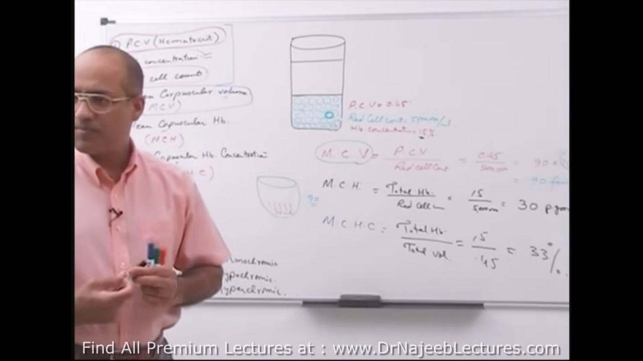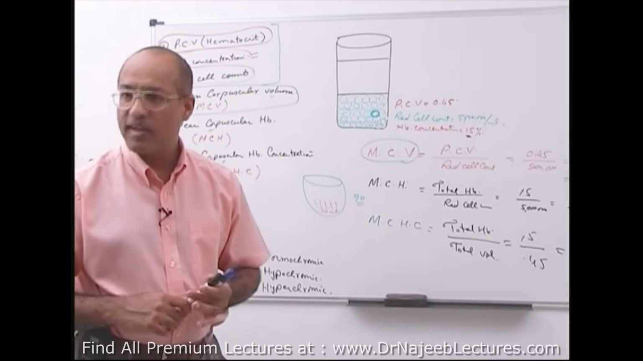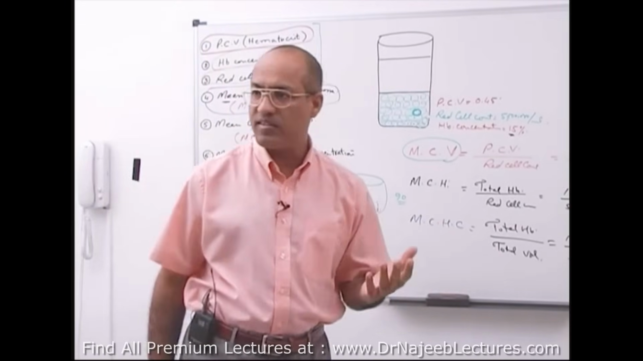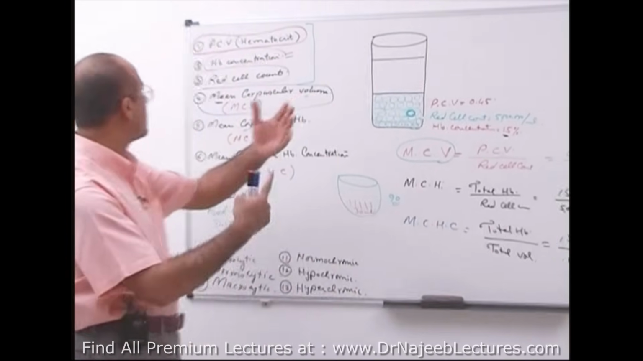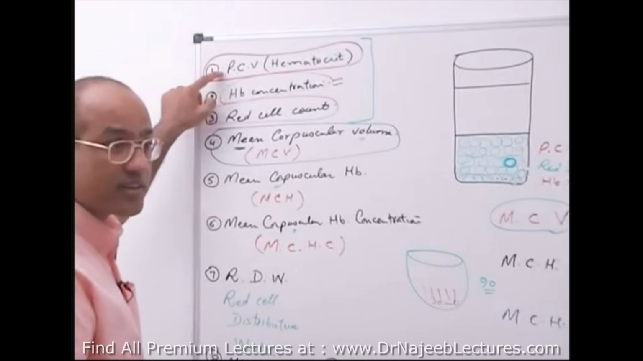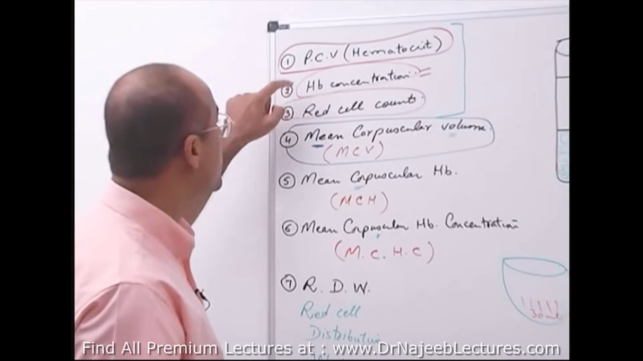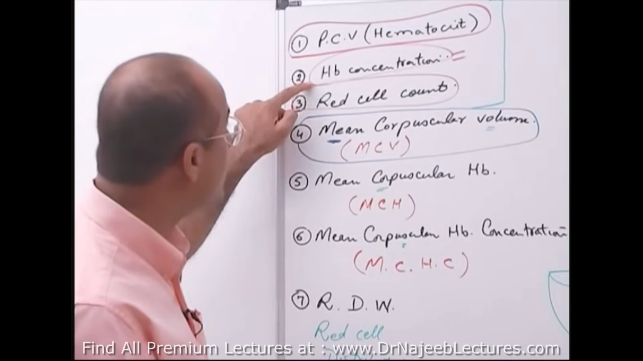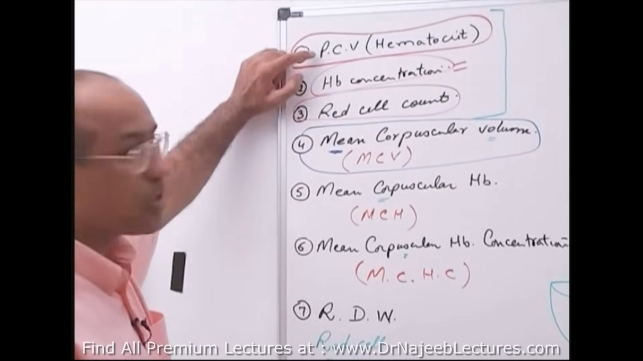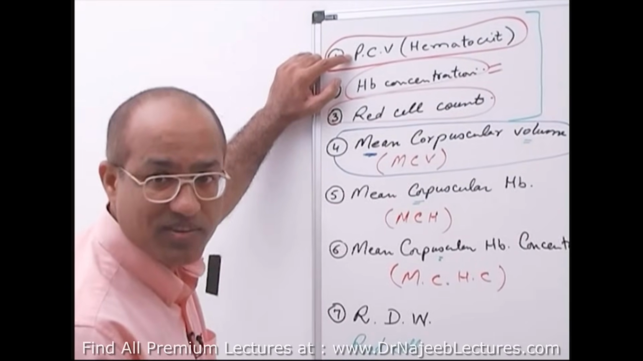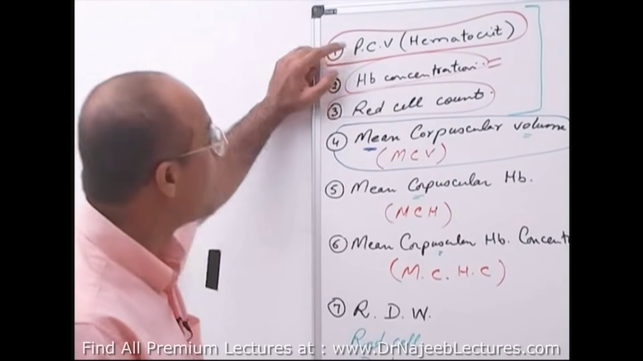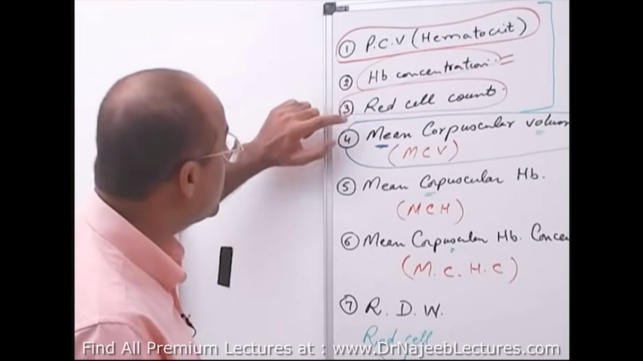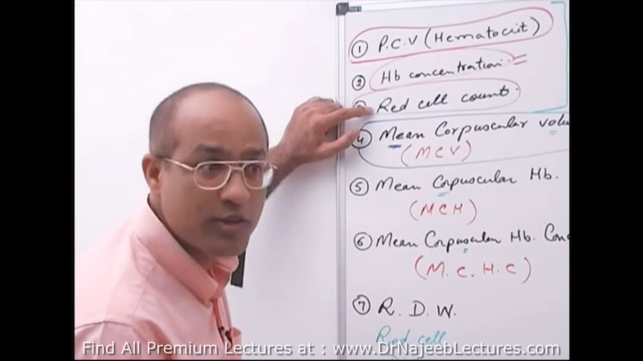Am I clear? Any problem with this? So next time when you are doing a patient's study on the red blood cells, first of all you should look in the blood report for the packed hematocrit. That will give you the packed cell volume. You must know the hemoglobin percentage concentration. Packed cell volume is the total volume of all the RBCs in a given amount of blood. This is the total hemoglobin per unit of blood. This is the total number of RBCs in a unit of blood.